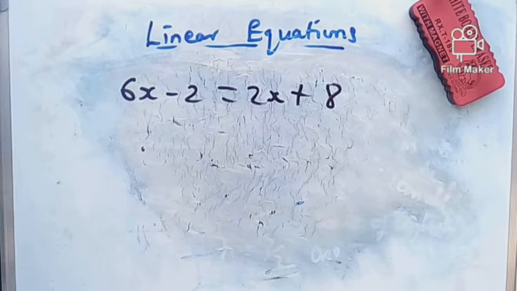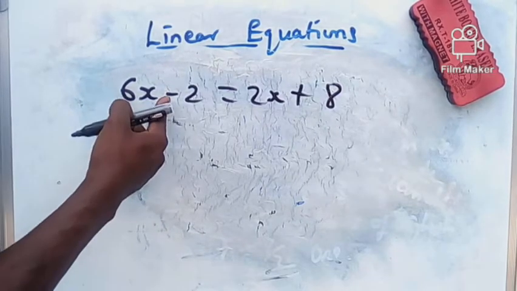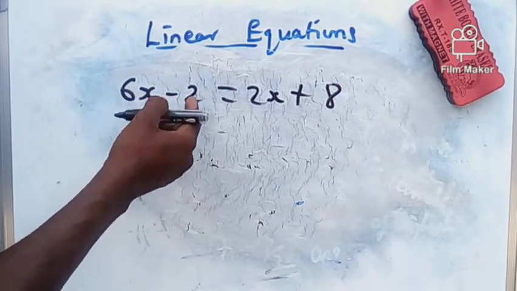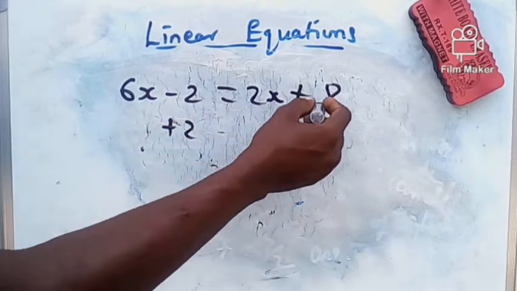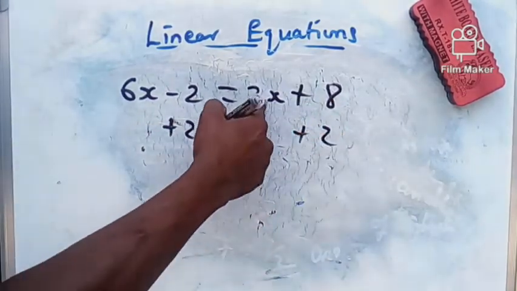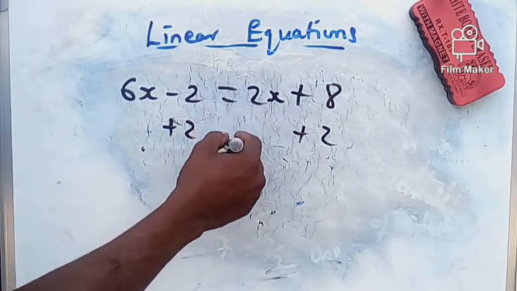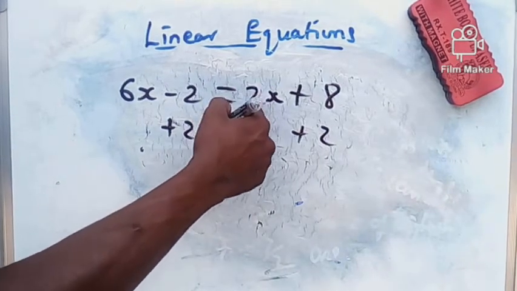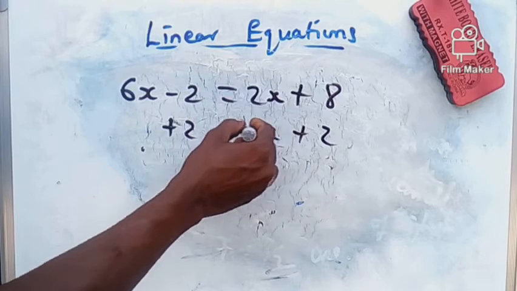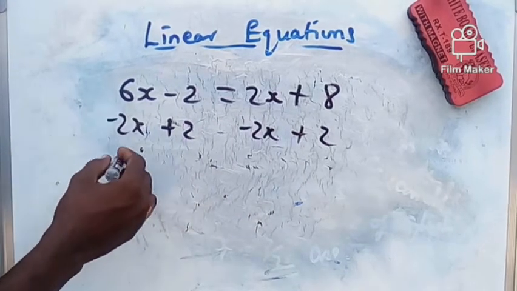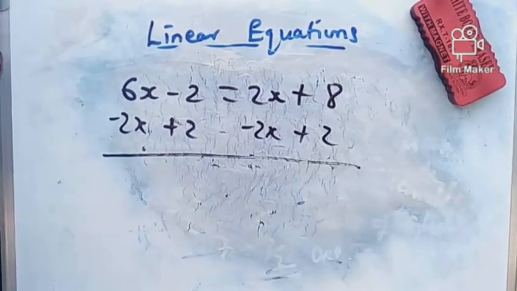So to do it at the same time, for me to remove minus 2 from here, I will introduce what? Plus 2, and I introduce plus 2 there. So to remove 2x from here, this is plus 2x, so to remove 2x, I will introduce what? Minus 2x, and then minus 2x. Then we'll do what? Evaluate. So to evaluate, what will I have here?